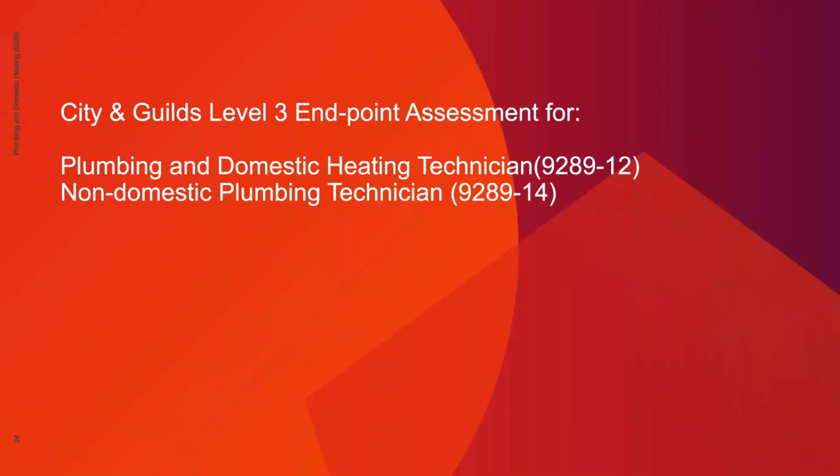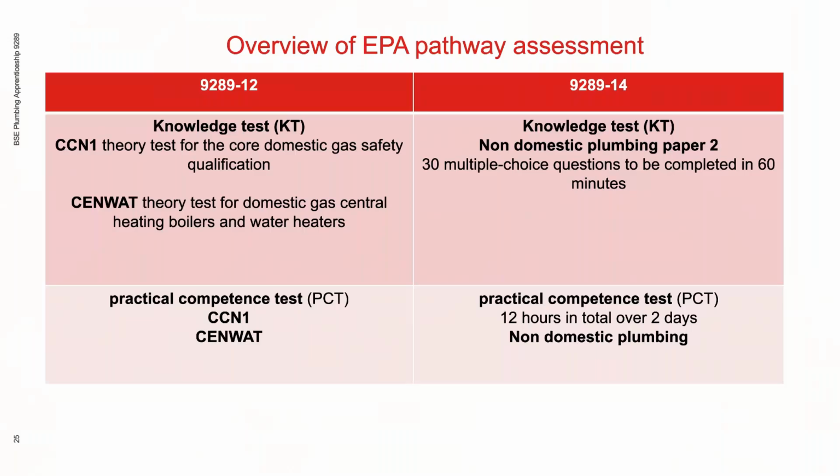So the end-point assessments: they're looking at the 9289-12 and 14. We're looking at the pathway assessments now. For the 9289-12 pathway assessments, we're going to have the knowledge test for the CCN1 and also the CENWAT. Then you're going to have a practical competence test, the CCN1 practical and the CENWAT practical. For the 9289-14, we've got an additional non-domestic plumbing paper 2, which will be a further 30 multiple choice questions to be completed in 60 minutes.